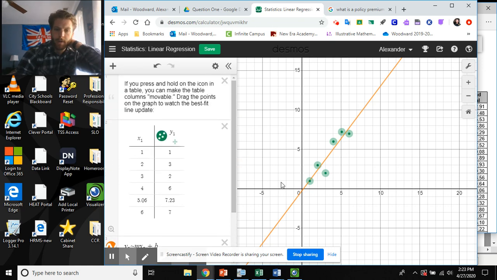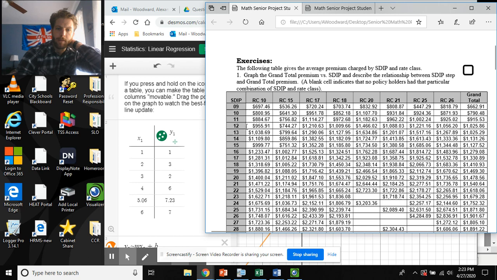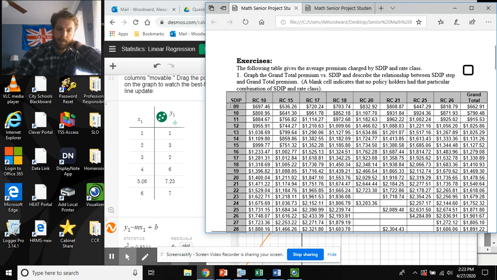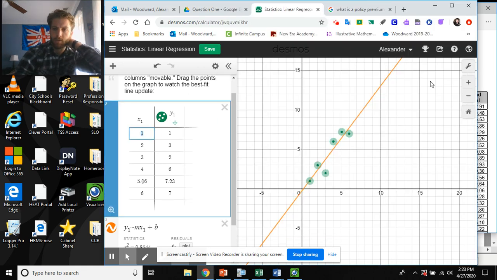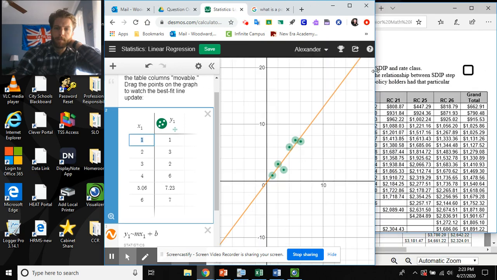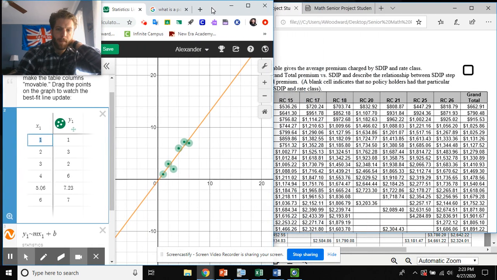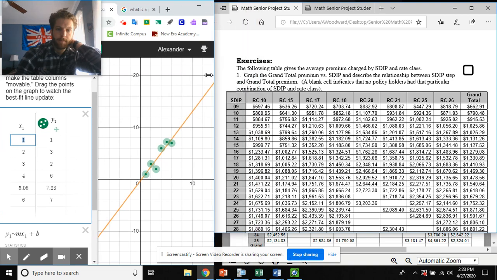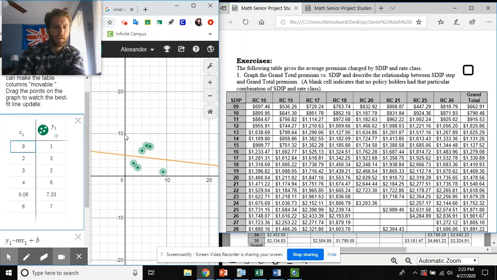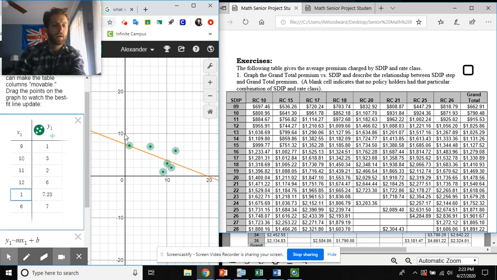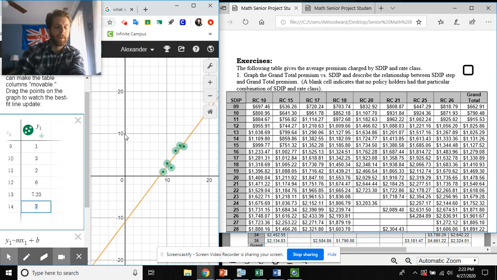So our x1 is our independent variable, the variable on the horizontal x-axis, and that's going to be our SDIP level. As an example, I'm just going to input the first 6 values. You guys are going to have to do all of them, but I'm only going to do a few just for the sake of time. So 9, 10. And then our dependent variable, the y value, is our grand total, the values all the way on the right-hand side.